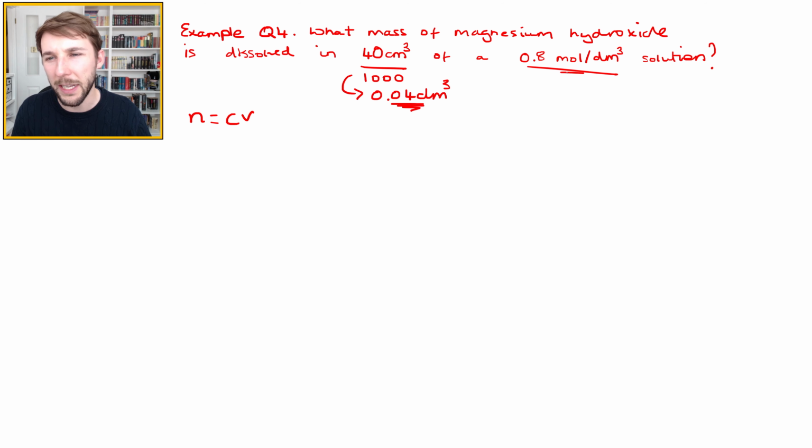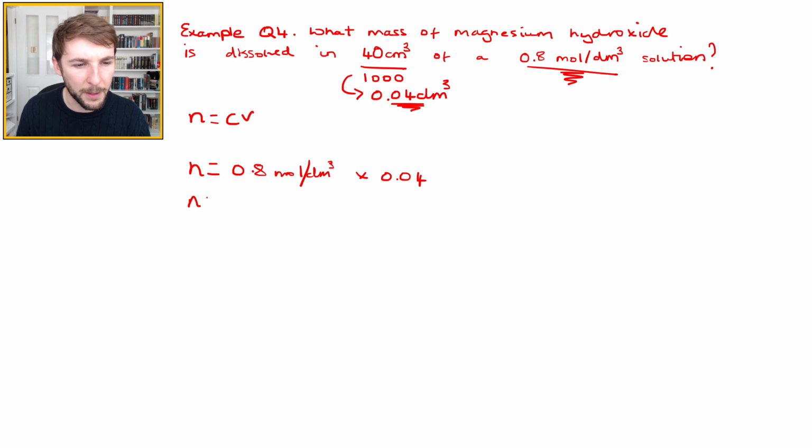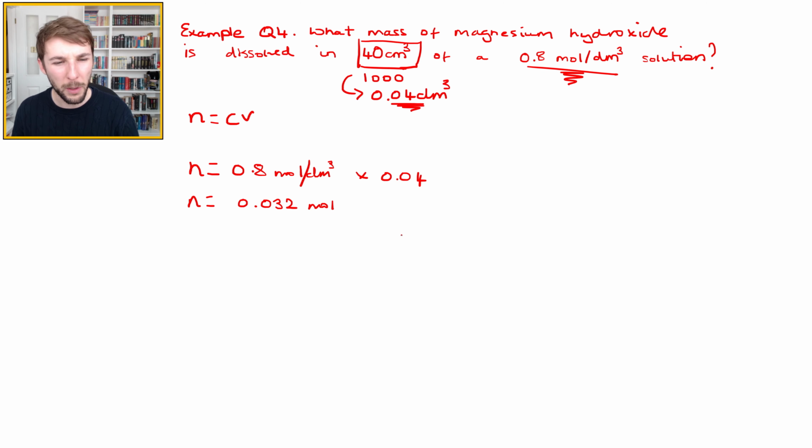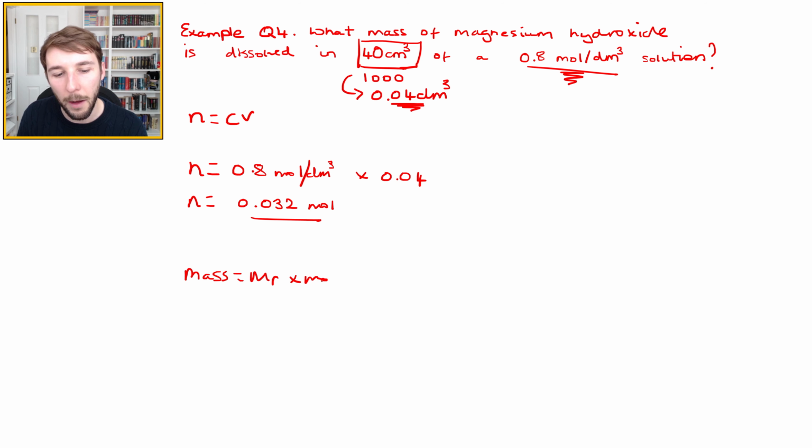We've got our concentration over here because its units are moles per cubic decimeter. So therefore n equals 0.8 moles per decimeter cubed, multiplied by 0.04, and that gives me the number of moles being 0.032 moles. So I've got 0.032 moles of magnesium hydroxide in that 40 centimetre cubed sample. So now what I'm going to need to do is take this mole value across to the mass equals Mr times mole equation, and I have the number of moles here, so that's good. I'm trying to work out the mass, but I'm going to need to work out this Mr here.